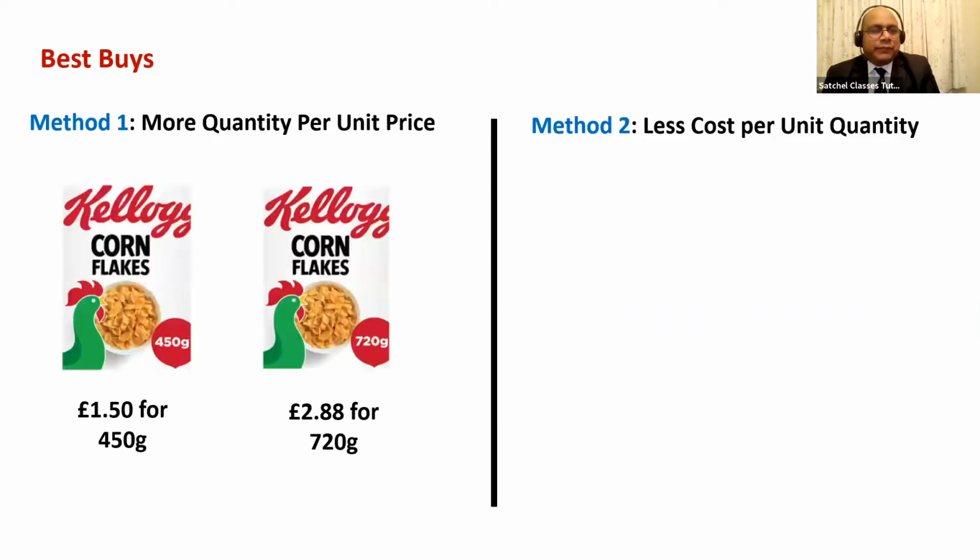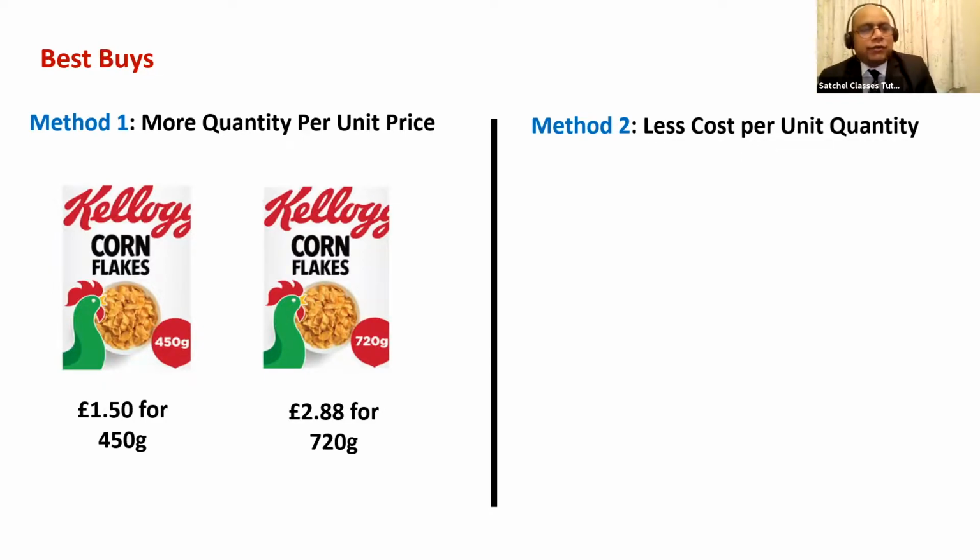Let's take an example. So we have two types of cornflakes. The first one, you pay £1.50 for 450 grams. And for the second one, you pay £2.88 for 720 grams. Which one is a better deal? Well, you can use your calculator for these calculations if you want. Let's see which of these cornflakes am I going to get more of for £1, right?